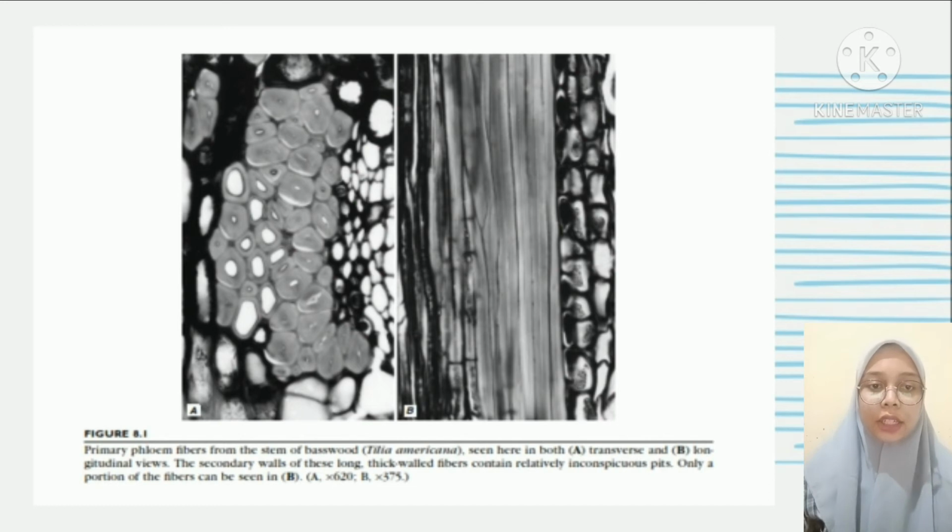The secondary walls of these long, thick-walled fibers contain relatively inconspicuous pits. Only a portion of the fibers can be seen in B. Fibers typically are long, spindle-shaped cells with more or less thick secondary walls, and they usually occur in strands.